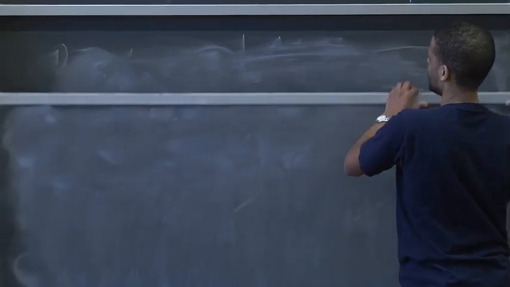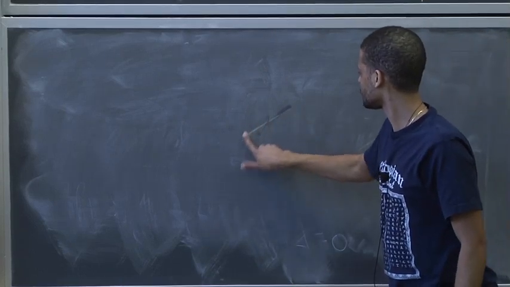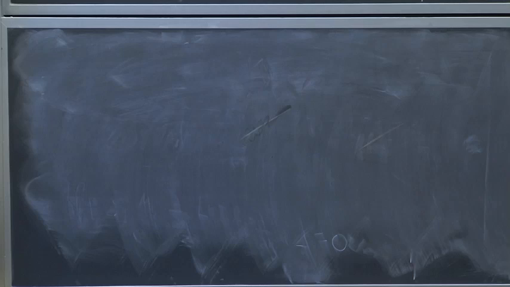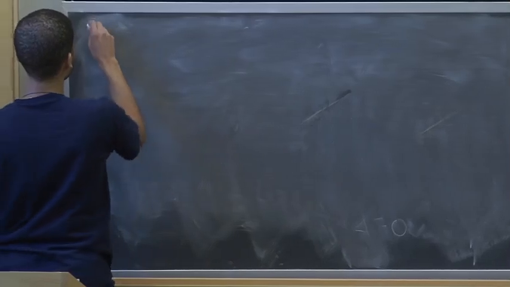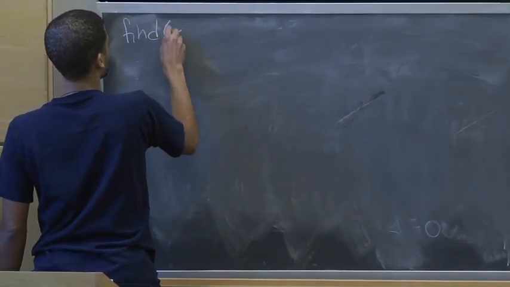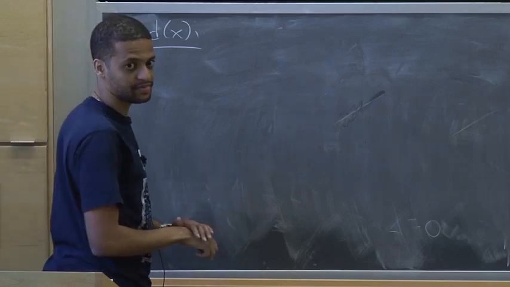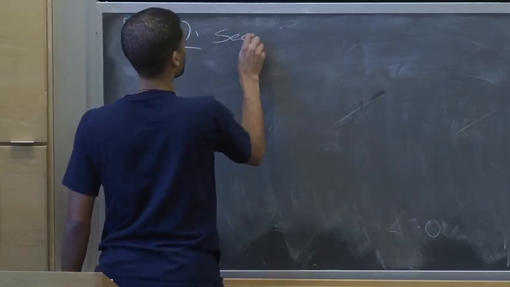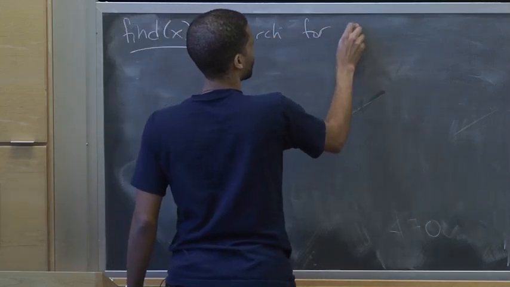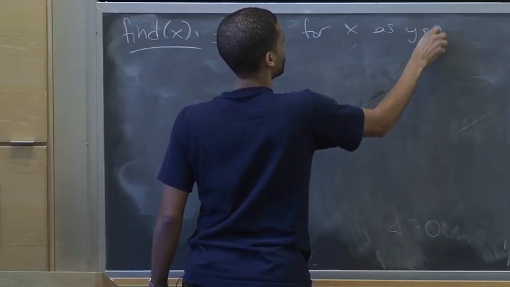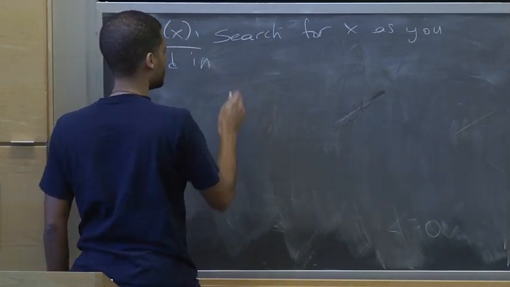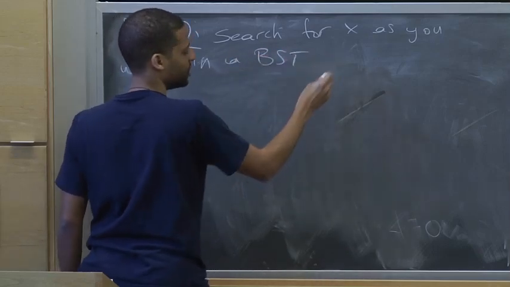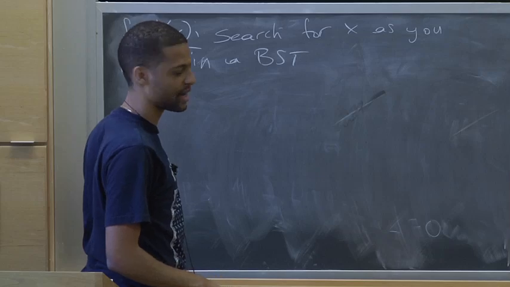I'll get right to it and tell you how splay trees work. So to do a find, how do you implement find? Search for X as you would in a BST. I mean, a splay tree is a BST, right? So you start at the root and you just keep going down the correct child to get to where X is.